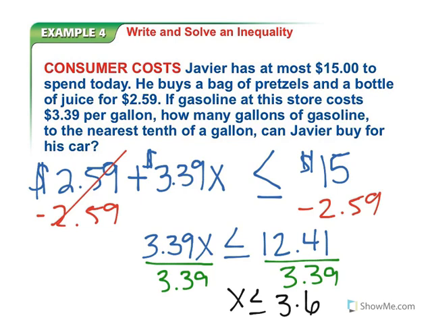And then you want to put this in words. This means that Javier can buy up to 3.6 gallons of gasoline for his car. Now I would like you to try a word problem.